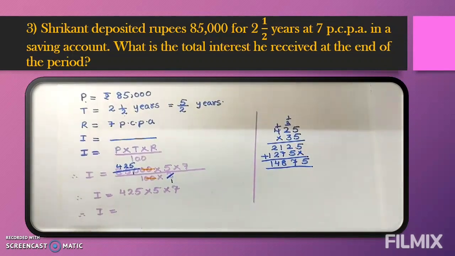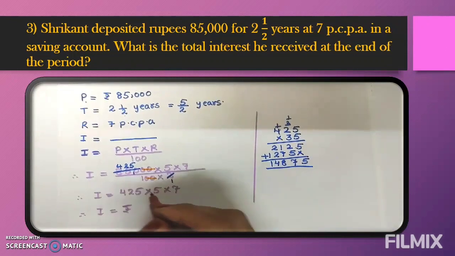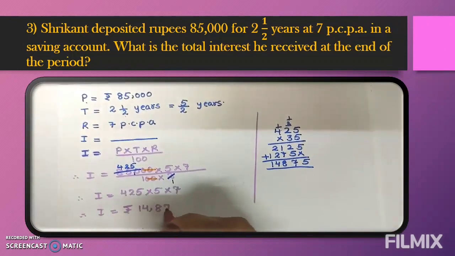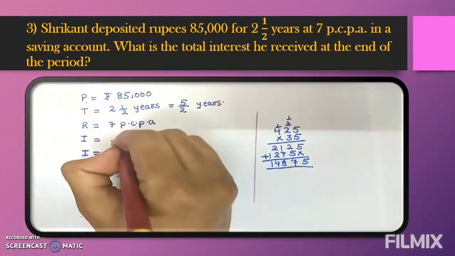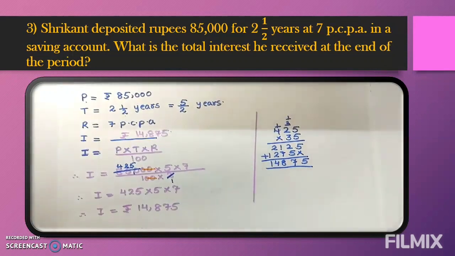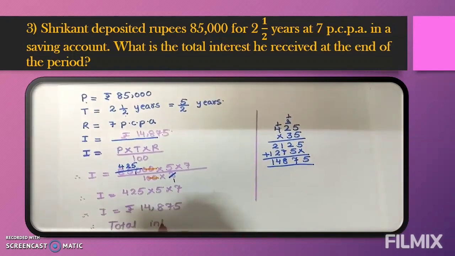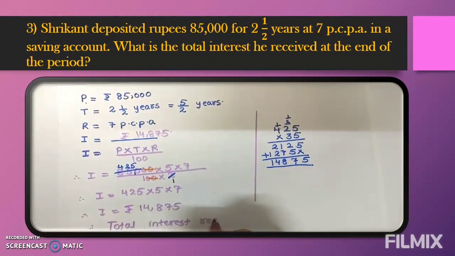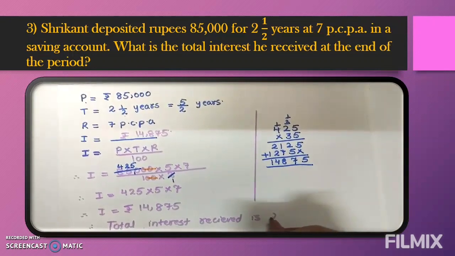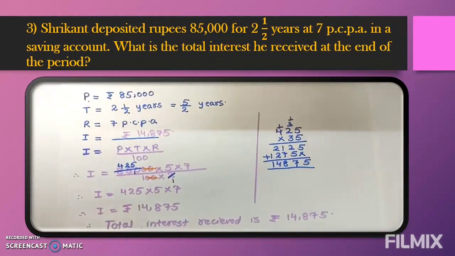So what answer did we get? We got rupees 14,875. That value we will substitute here also. What they are asking at the end is, what is the total interest he received at the end of the period? So we will write, therefore, the total interest received is rupees 14,875.